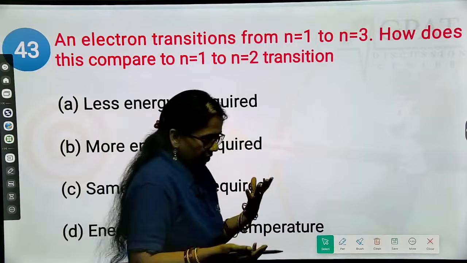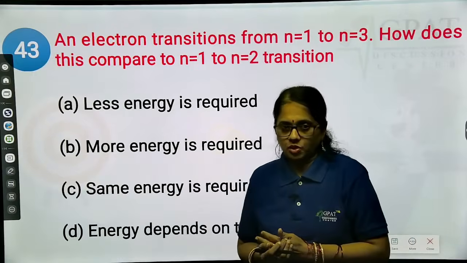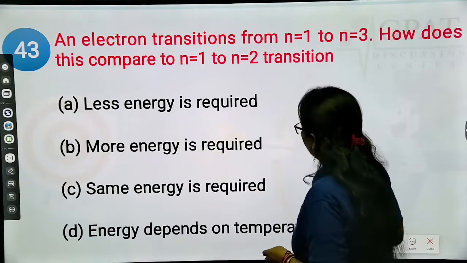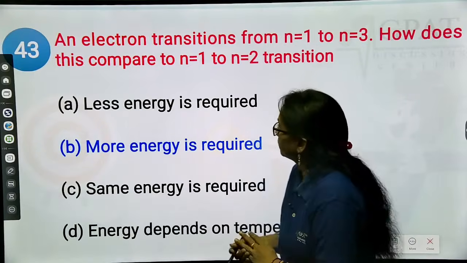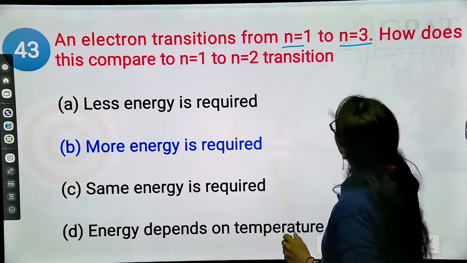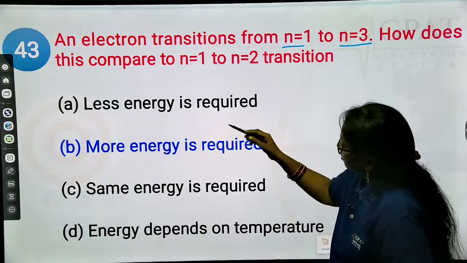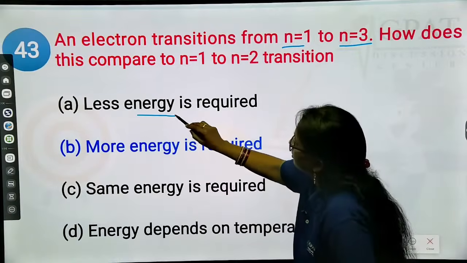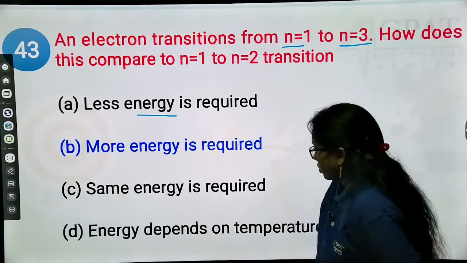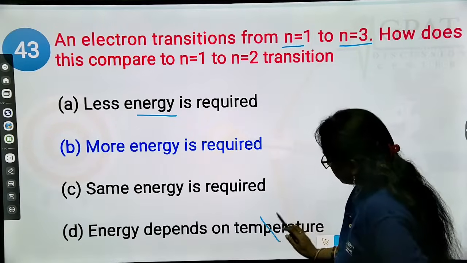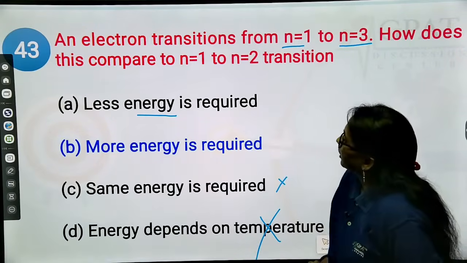Okay, that means the transition states, n equal to 1 to n equal to 2 means you can get energy somehow, whereas n equal to 1 to n equal to 3 means more energy is required. Here also they have asked in terms of the energy. Less energy is required, more energy is required, same energy is required. Energy depends on the temperature. This is completely wrong. Same energy, this is also not relevant.